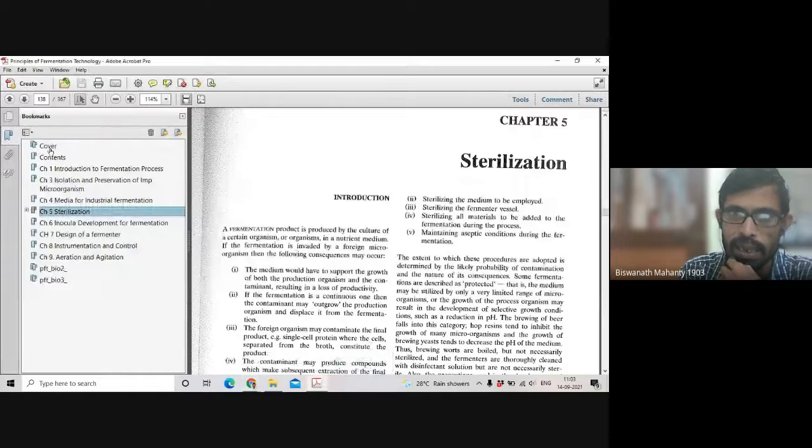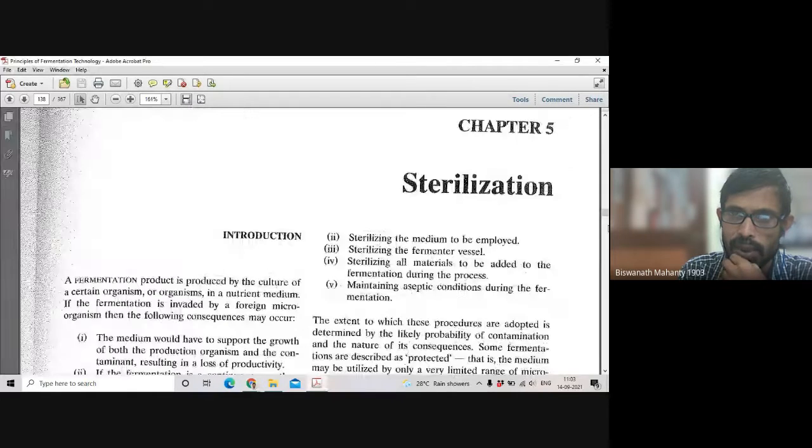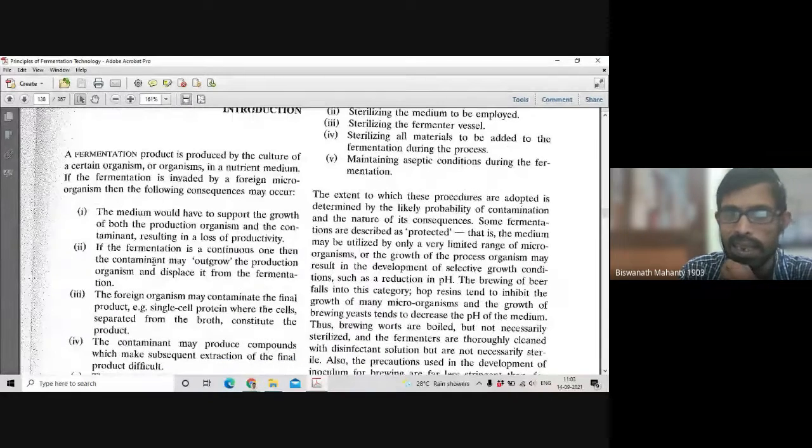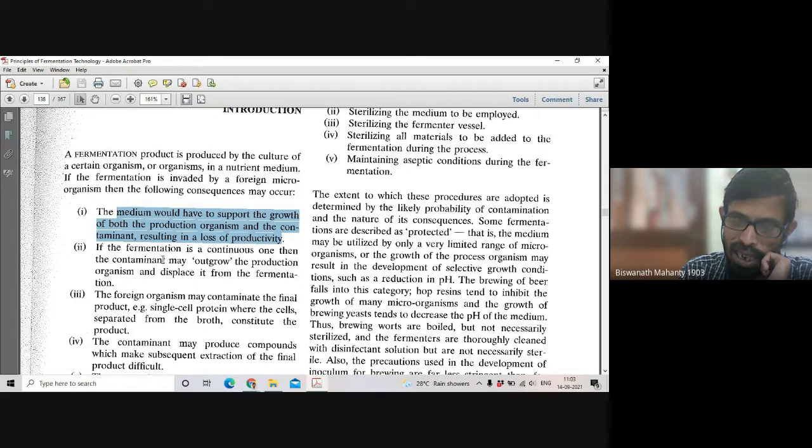So basically, when I'm talking about sterilization, we are going to talk about why it is required. Why sterilization is required, I told about that yesterday. It will support the growth of organism and the contaminant, resulting in loss of productivity. So if someone else is growing, your product will be lost. So I definitely need sterilization.